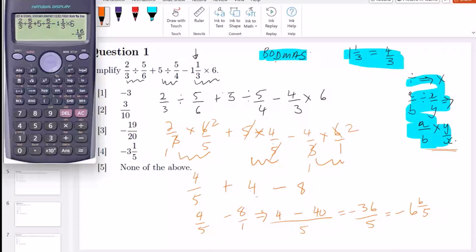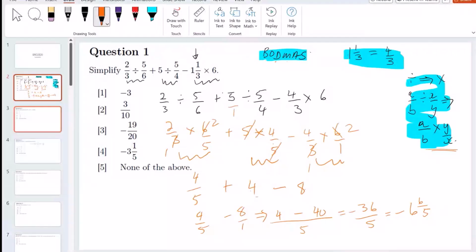Which is 16/5 minus 16/5. Okay, Google says I am wrong. Can you please help me to check? It's 2/3 plus 5 divided by 5/4 minus 4/3 multiplied by this.